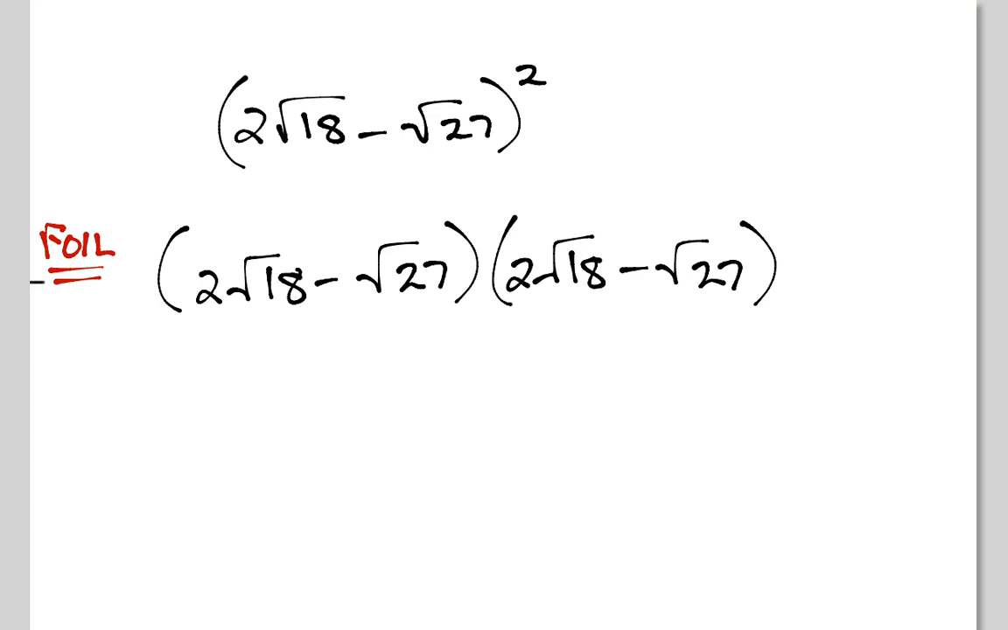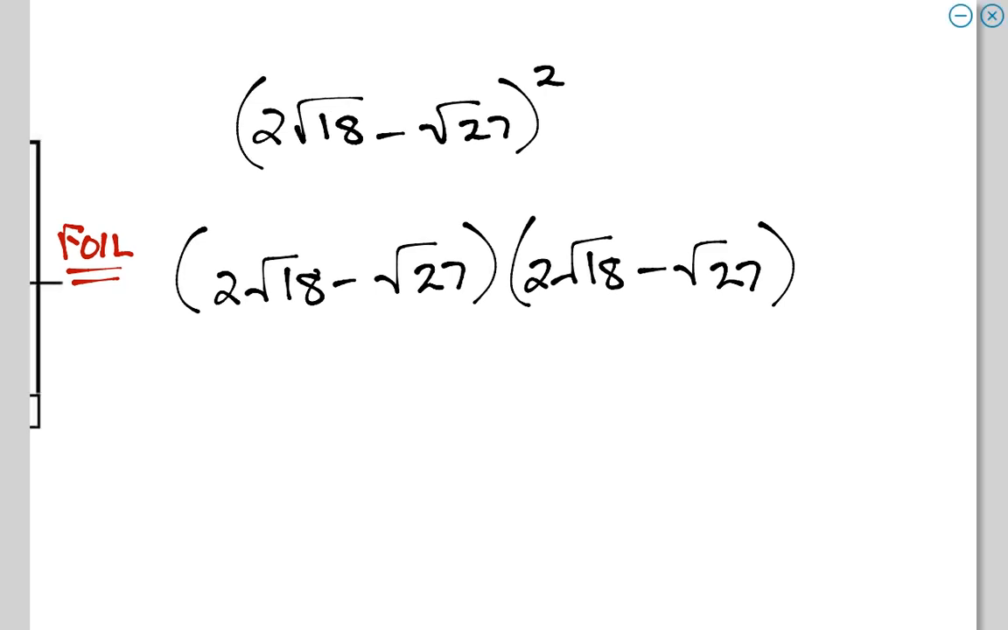So, does anybody see a problem that's about to show up? Well, 18 times 18, it's going to be big numbers. And 27 times 27, 729. Maybe could we simplify this first? So let's simplify it first.